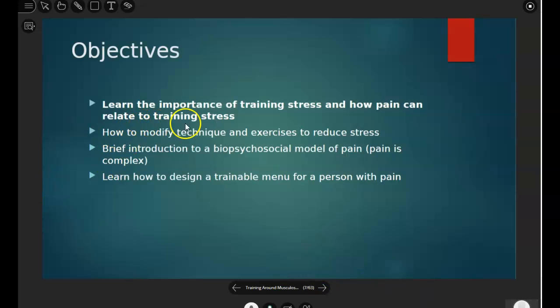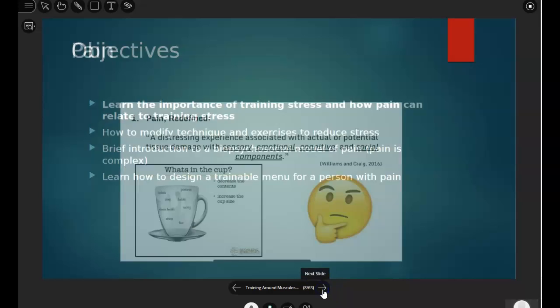So what we're going to do is learn the importance of training stress and how pain can relate to that training stress. We'll go over how to modify technique and exercises to reduce stress. We'll do a brief introduction to a biopsychosocial model of pain. And we'll learn how to design a trainable menu for a person in pain. This might carry over into Friday, or Wednesday. Let's see how much we can get done here.